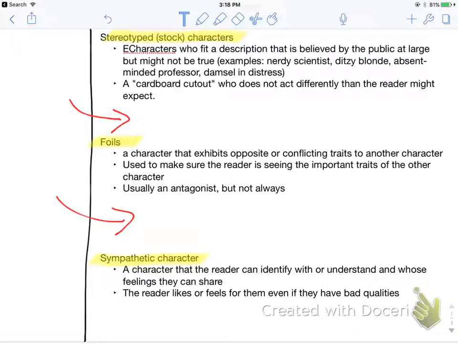Okay, and just like usual, leave a little space down there at the bottom so that we can take some notes on whether or not there are sympathetic characters in the book.